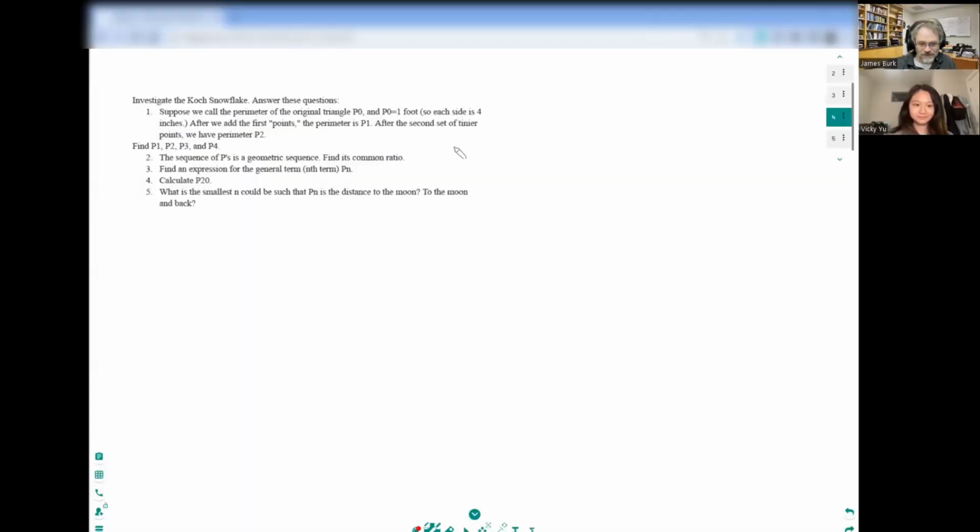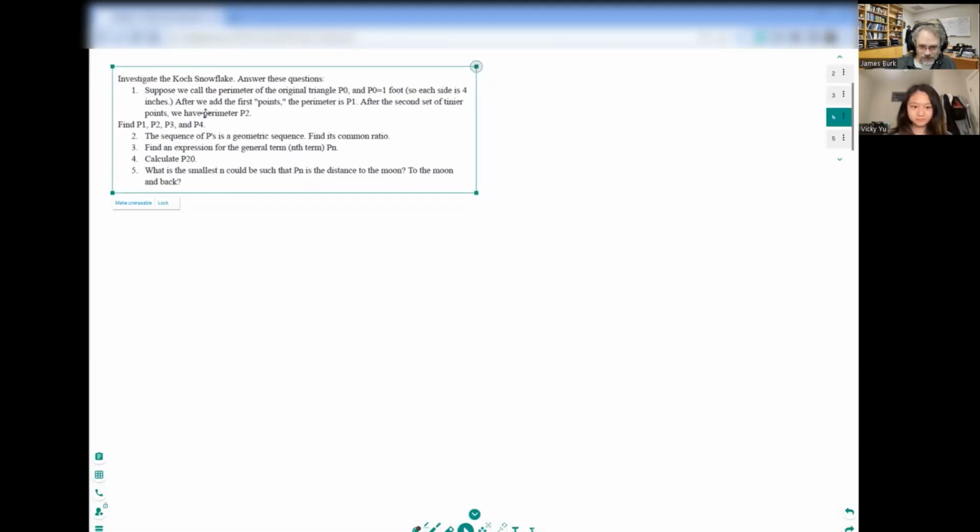Let's just jump into it because I know you're on a clock here. You had some questions about the snowflake. Have you had a chance to look at this problem? Yeah, a little. Okay. What did you discover as you were going through it? So I was reading the Wikipedia article on it, and I found it interesting how the perimeter went on for infinity.